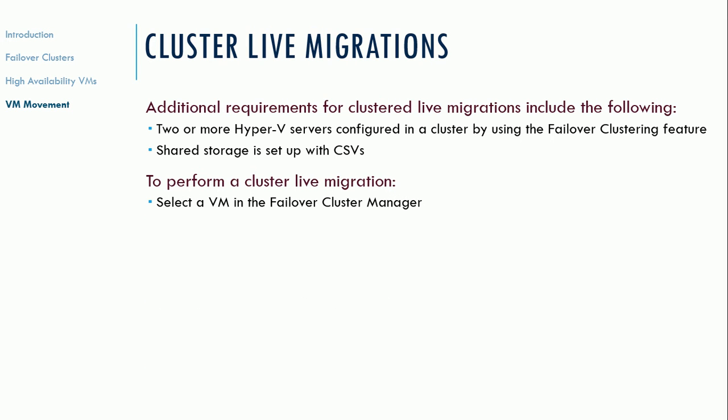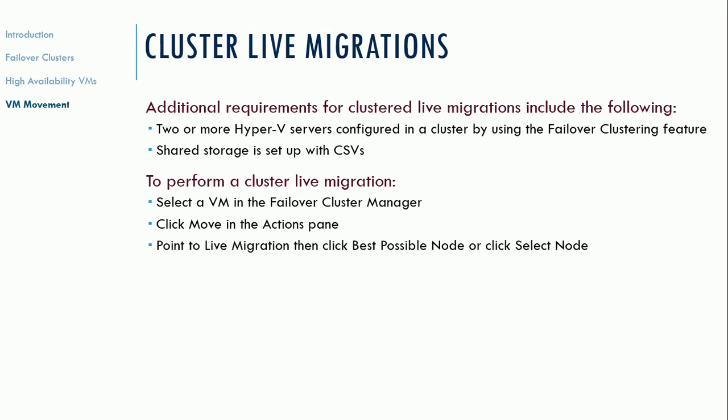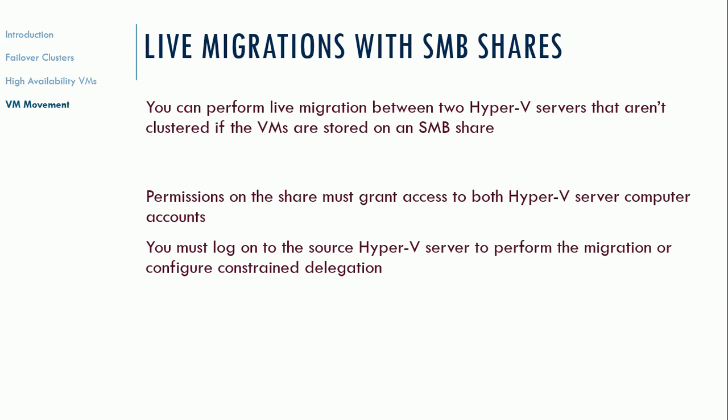To perform the cluster live migration, you're going to select the VM in the Failover Cluster Manager. You're going to click Move in the Actions pane, then point to Live Migration, and then click Best Possible Node, or you can just select a node. So that's probably the easiest way to do it, and probably the fastest way to move it. Basically that's to move your VM to another cluster node, if you want to manually move it.